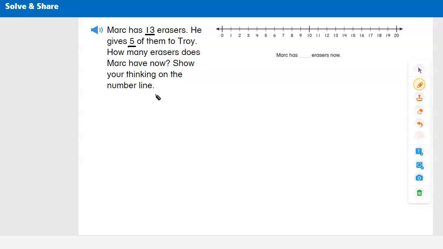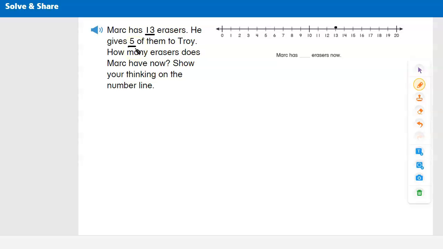Well, let's look and see. So if Mark has 13 erasers and he gives 5 of them to Troy, I'm going to subtract using a number line. So what I'm going to do first, I'm going to look at what my whole is. So my whole is 13. It says Mark has 13 erasers total. So I'm going to go on my number line and I'm going to find the number 13. And I'm going to make a small dot to show that is where I am starting.